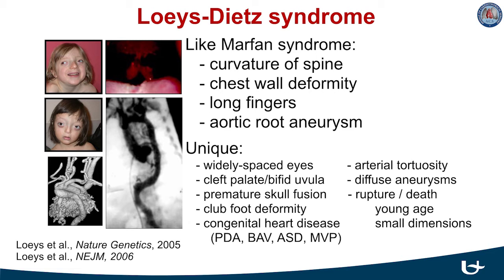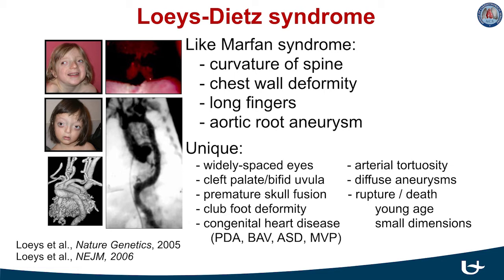Although Loeys-Dietz syndrome has many features in common with Marfan syndrome, such as scoliosis, pectus deformity, arachnodactyly, and aortic root aneurysm, it also has many unique features that can be used to distinguish both conditions.